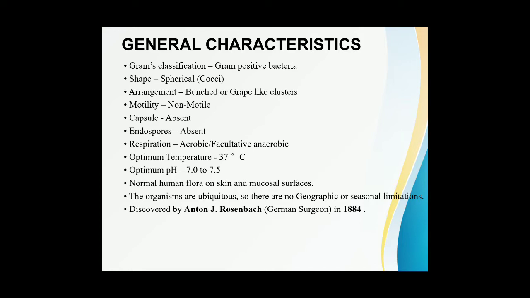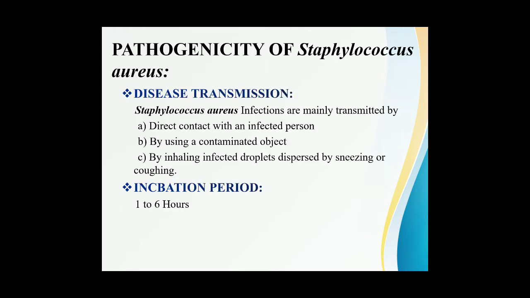It is a normal human flora on skin and mucosal surfaces. This organism is ubiquitous, so there are no geographical or seasonal limitations. It was discovered by Anton J. Rosenberg, a German surgeon, in 1884.